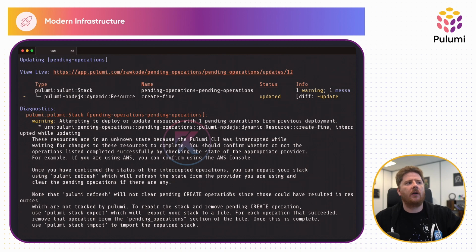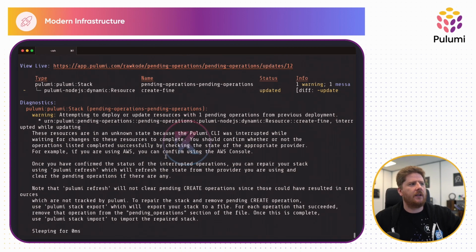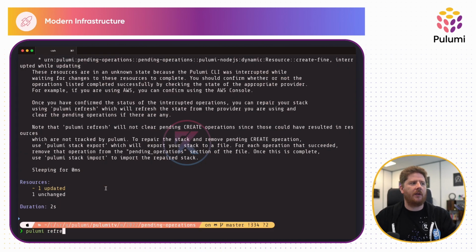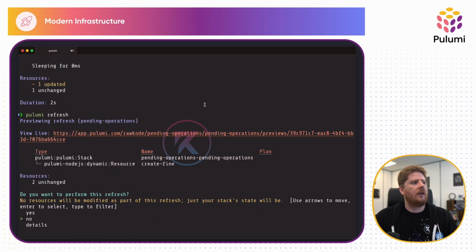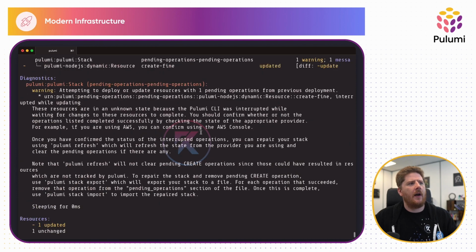Now, we do get a warning telling us the pending operation is in the state file, and that if we run a pulumi refresh, that will be cleared. So we can run pulumi refresh. Now, it's important to note there is a caveat on this warning. Let's just say yes. And that is that create operations will never be cleared from the state file. They are no longer blocking.